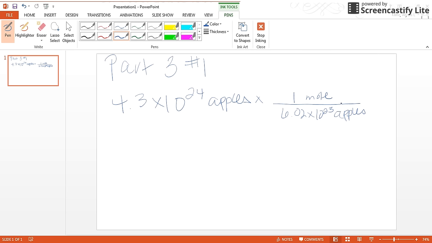Okay. So if we look at this and then we go ahead and calculate, again, be careful with how you enter this in the calculator since you have these scientific notation values. But we can check that our apples will cancel, so we'll be left with moles, which is good. That's what we want. So if we were to calculate that out with our calculator there, you should get that we have 7.14 moles of apples.